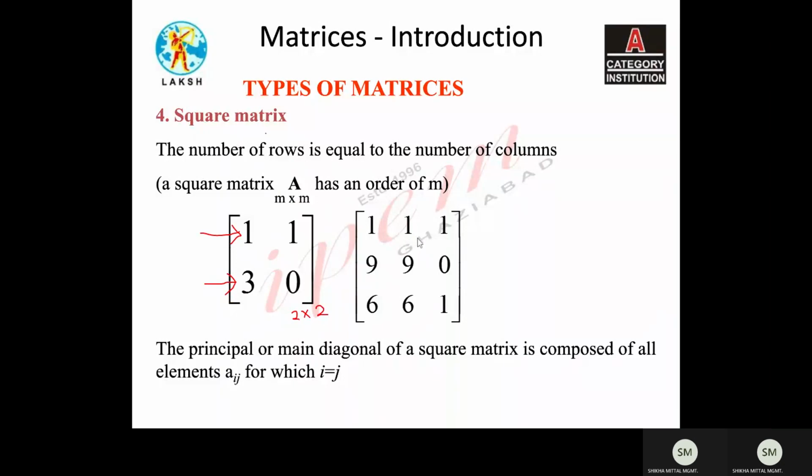In the second example, the number of rows is 3 and the number of columns is also 3. So here i is equal to j. This type of matrix is known as the square matrix.